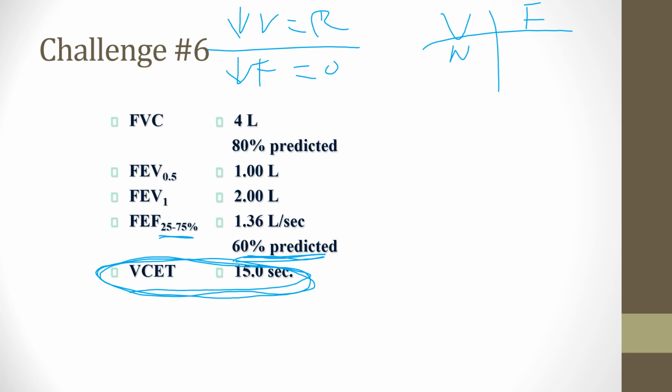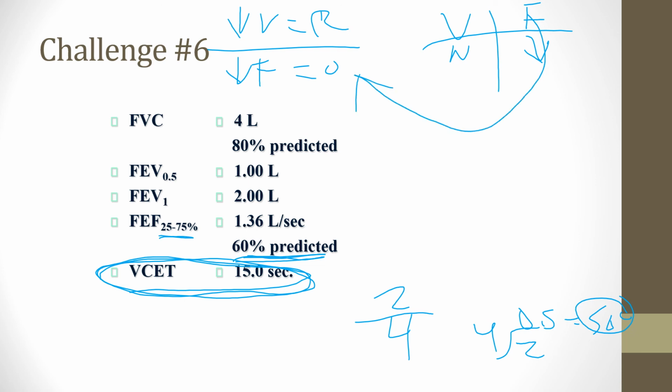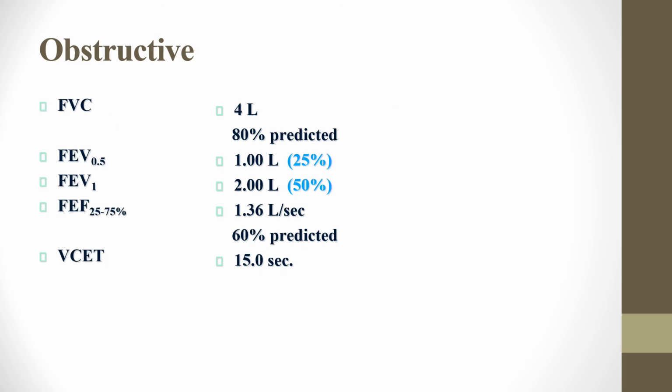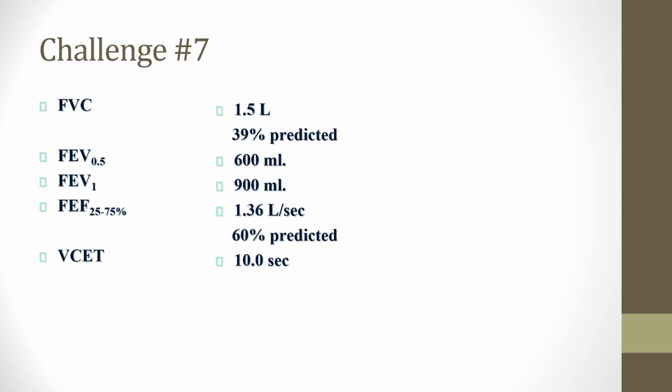FEV1%? So the FVC is 4 liters, and their FEV1 is 2 liters. So this is pretty straightforward. 0.5 equals 50%. So their flow rate, their FEV1% is 50%. So their flow is very diminished, and our volumes are normal. Therefore, this patient has an obstructive disorder going on. Yay, this is looking good. Hopefully you're catching on. Let's do another one.